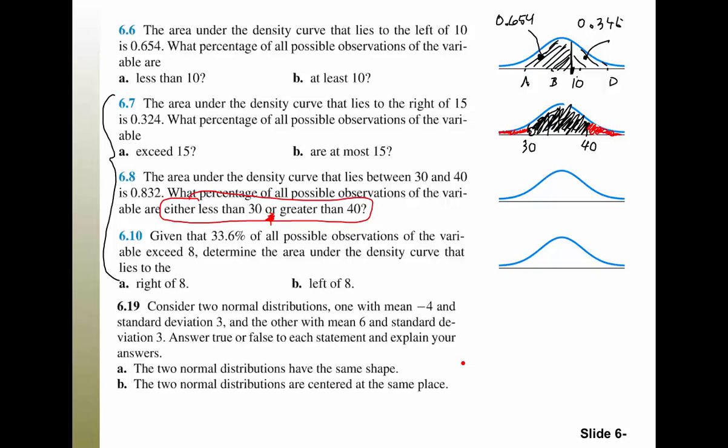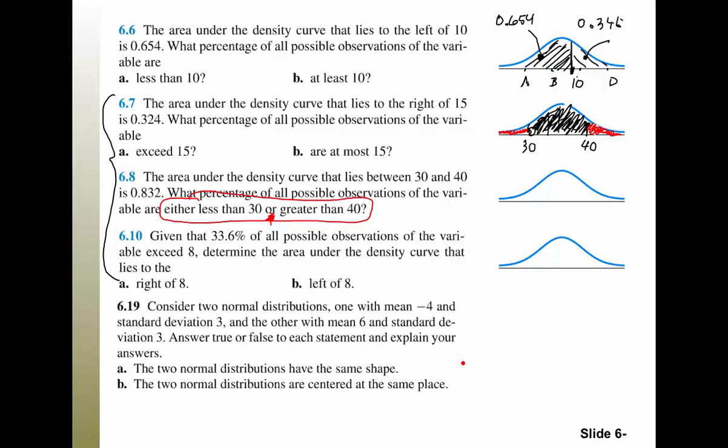Now we're going to talk about let's get standard deviation involved here. So consider two normal distributions, one with mean of -4, standard deviation 3, and the other with mean of 6 and standard deviation 3. Okay? Do they have the same shape, or are they centered at the same place? True or false, they have the same shape. True or false, they're centered at the same place. So they have the same shape, true or false. What do you think? Is that a matter of the mean or the standard deviation?